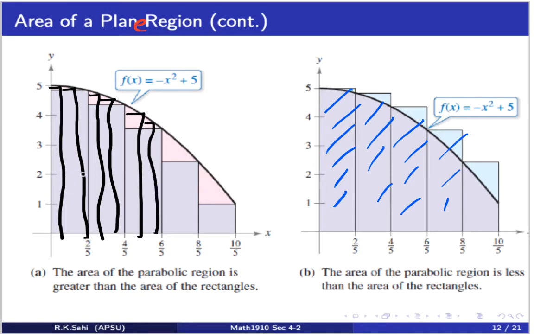So the area which, when I add up all these rectangles, is coming closer to the area under the curve. So that's the idea we will be looking at. And that's where the lower and the upper sums come into play.